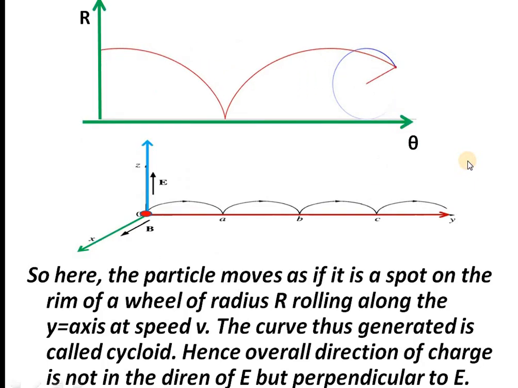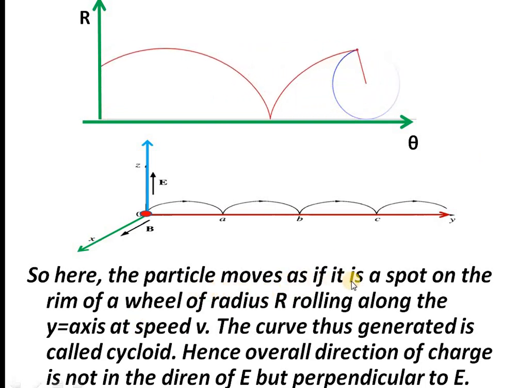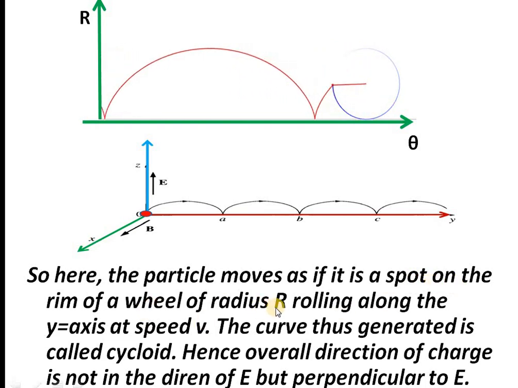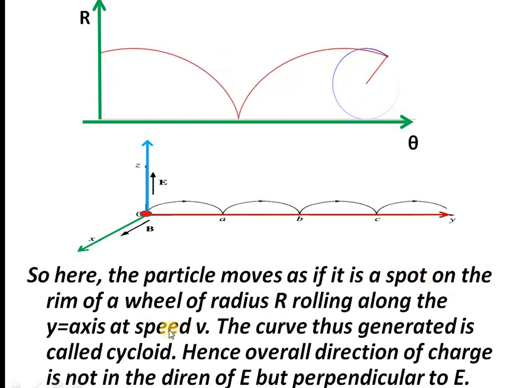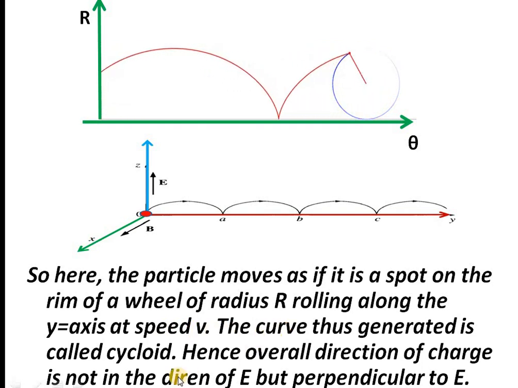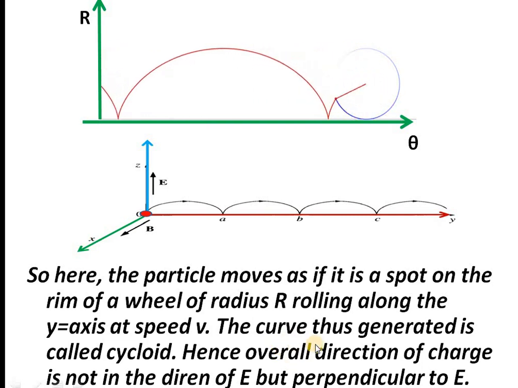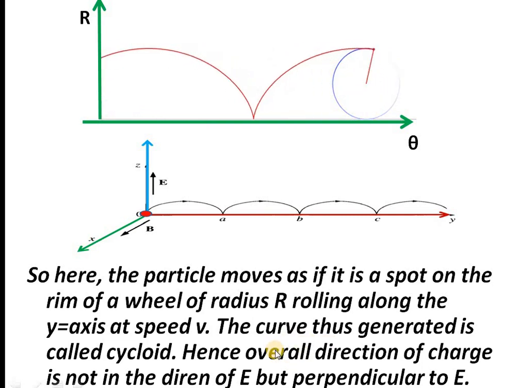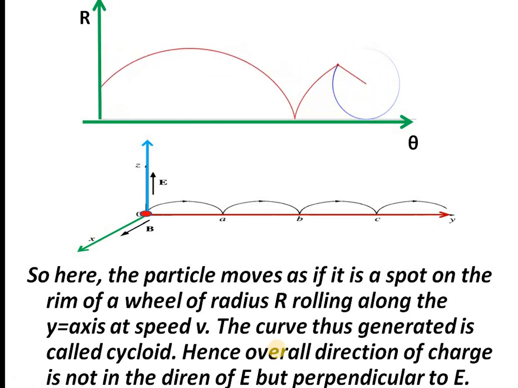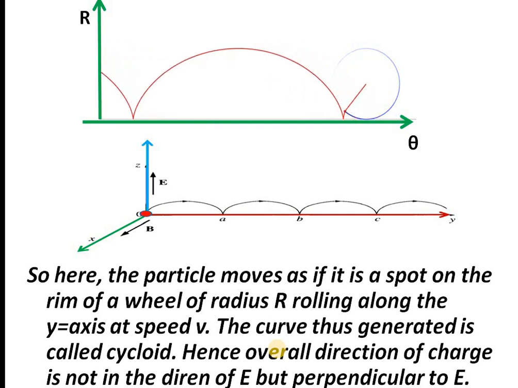So here you can conclude that the particle moves as if it is a spot on the rim of a wheel of radius r rolling along the y-axis with a speed. Such curves are called cycloidal curves. The only condition is that the particle should be, and you can see here the particle is, neither moving along the electric field direction nor along the magnetic field direction.